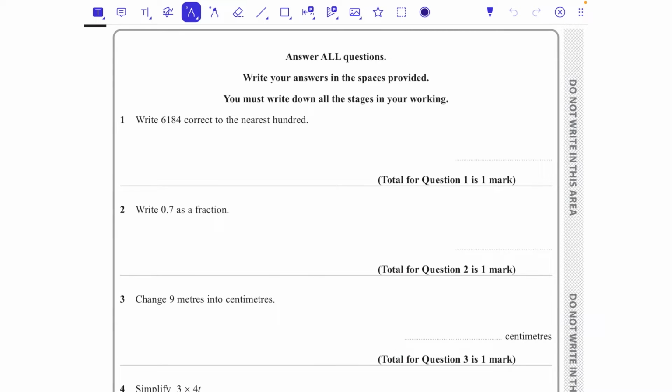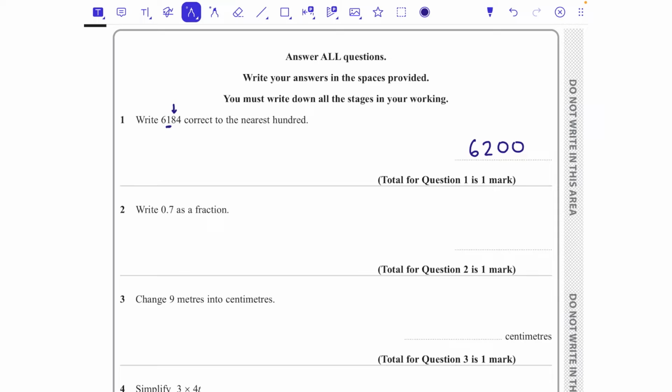Question number 1, write 6,184 correct to the nearest 100. So this is your hundreds column, but we always check the next column over, in this case the tens column. 5 and above rounds up, 4 and below rounds down. So the 8 tells me to round up. So this is 6,200 to the nearest 100.